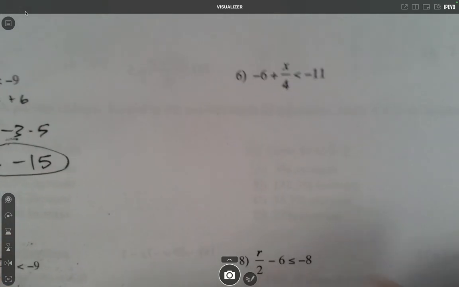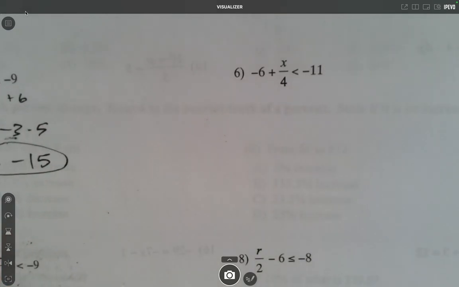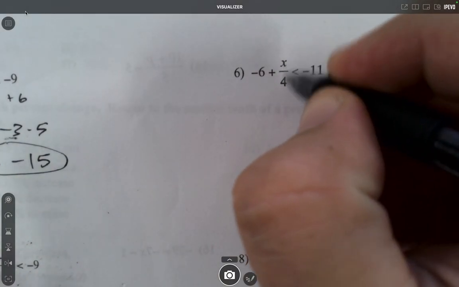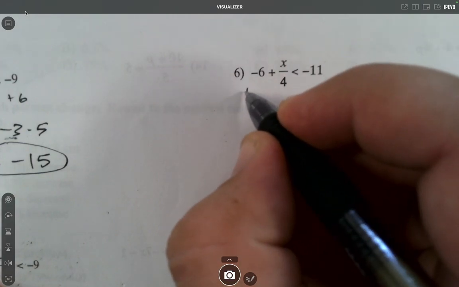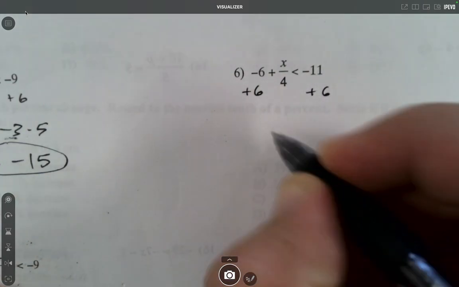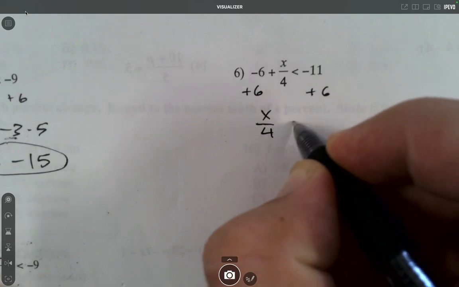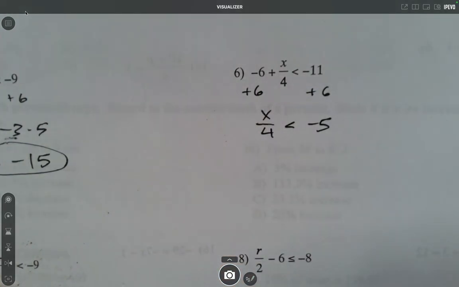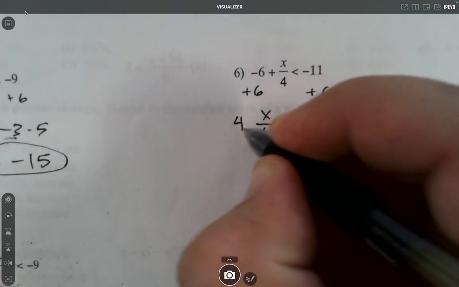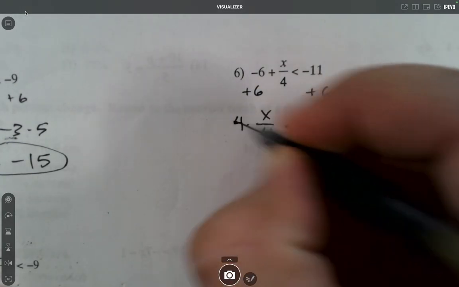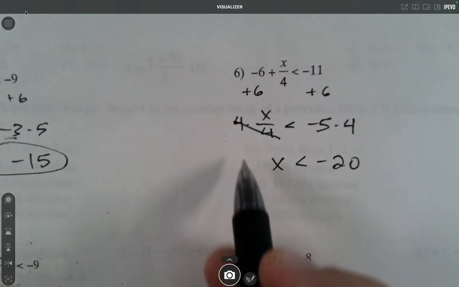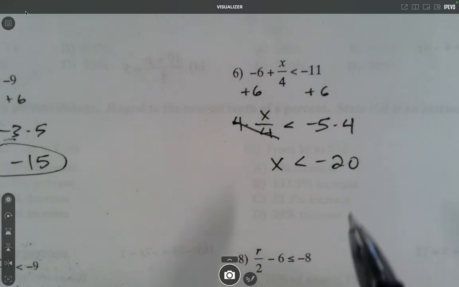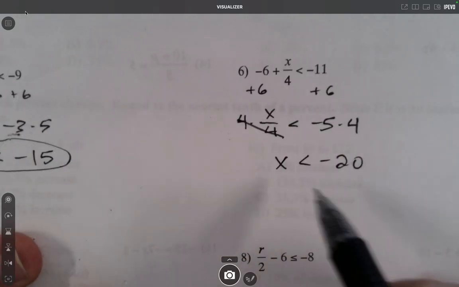Okay, 6 is very similar. The x and the 4 are tight together because they're in the same fraction. The negative 6 is off by itself. The way to get rid of a negative 6 is to add 6 to both sides. So we get x over 4 is less than negative 5. And then x is being divided by 4, so we can get rid of that by multiplying both sides by 4. And again, because what we're multiplying both sides by is a positive 4, there's no need to change the direction of the inequality sign.